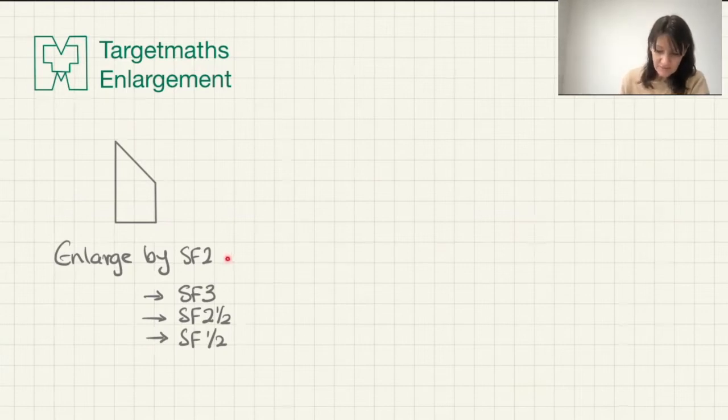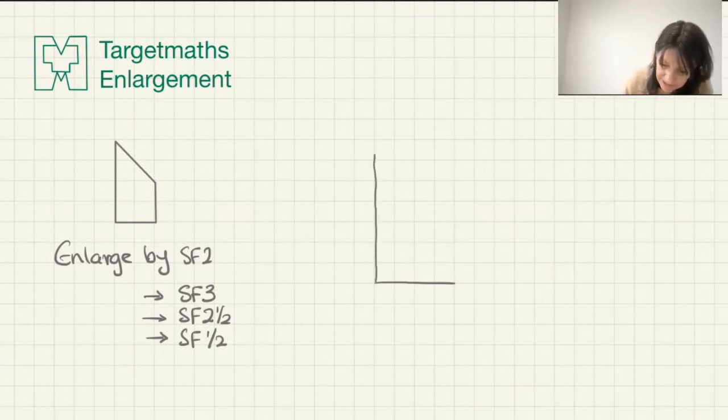So in this first one here, we're being asked to enlarge by scale factor 2. So everything is going to be 2 times bigger than the original. So if this shape has 2, the new shape will be twice as big and we'll have 4. So let's put that edge of 4 down. So 1, 2, 3, 4. Okay, I've got 4 squares up. That is now going to be 8 squares up. So 1, 2, 3, 4, 5, 6, 7, 8.